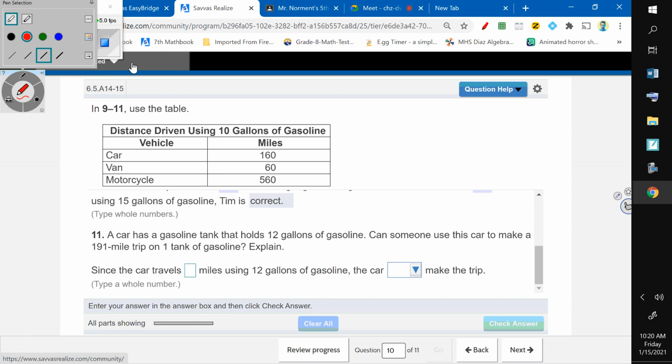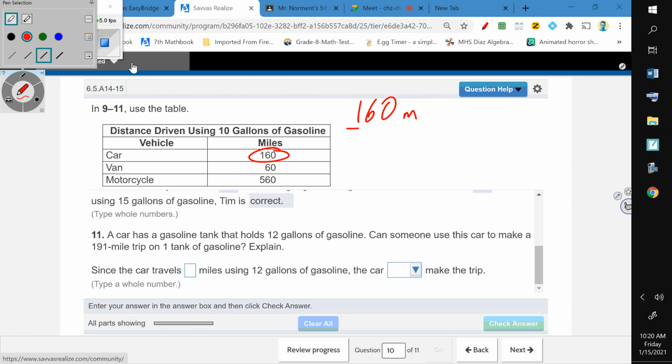Last, a car has a gasoline tank that holds 12 gallons of gasoline. Okay? Can someone use this car to make a 190-mile trip on 1 tank of gasoline? Well, let's do this. We're talking about a car. It goes 160 miles on 10 gallons, which translates as a unit rate to 16 miles for 1 gallon.